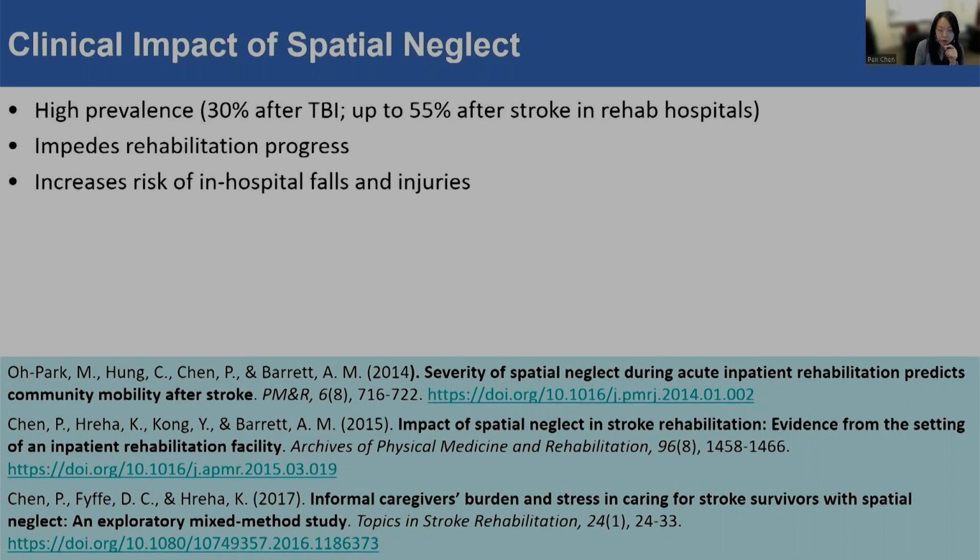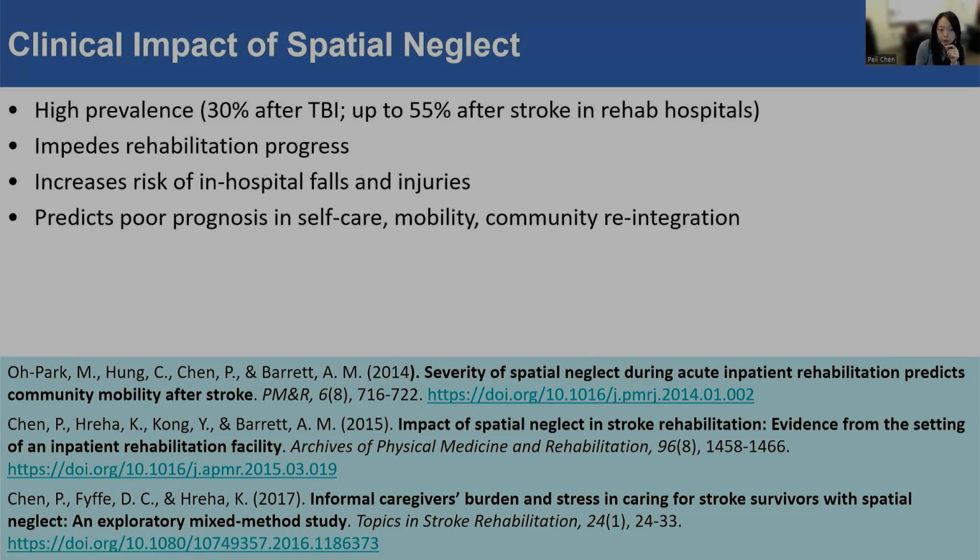Once they regain the physical strength to walk around and use the wheelchair, their risk of in-hospital falls and injuries actually increases because they are not paying attention to everything in their environment. Therefore, spatial neglect predicts poor prognosis in self-care, mobility, and community reintegration. When they go home, family members have difficulty managing their spatial neglect symptoms, deficits, or consequences, which intensifies caregiver burden. And all these are concluded based on our research on different topics.